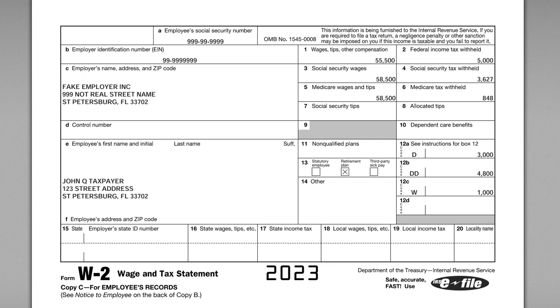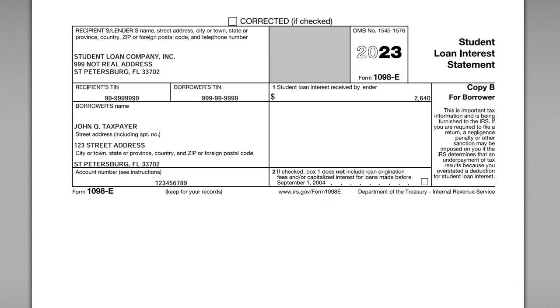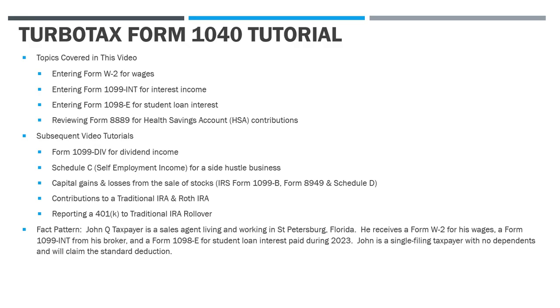In addition to that, we've got the support that we're going to look at. So we've got a W-2 for John. We have John's 1099-INT for some interest income, and then we've got John's 1098-E for the student loan interest that he paid during the year. And then just one slide here, very brief, covering the fact pattern and then the forms and schedules that we're going to cover here. So this video is just going to cover these top items here, right?